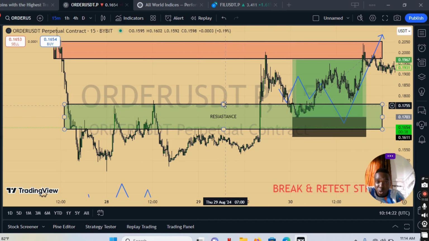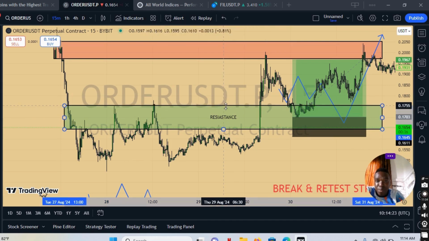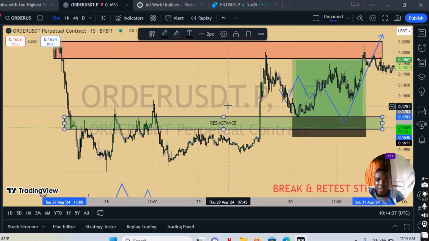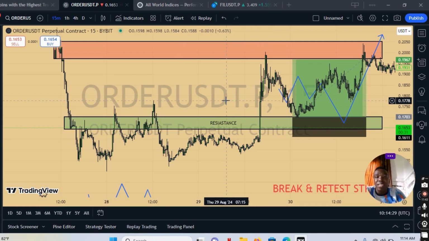Psychological levels work. They help you to determine your entry, giving you sharp, sniper entries. If you understand psychological levels very well, you'll be good at taking sniper entries. Price can't be giving you drawdowns. Most of your entries will be sniper entries. That is the work of psychological levels.